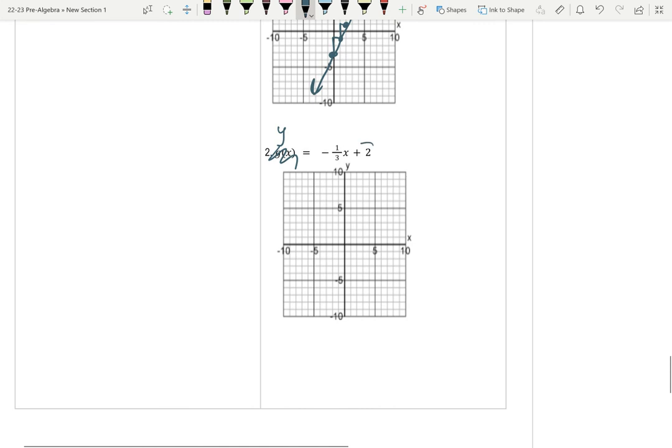And then for this one, I'm going to start at +2, so start up at 2, and then my slope of -1/3. So I'm going to go down 1 and then to the right 3, down 1 to the right 3, and connect those dots.